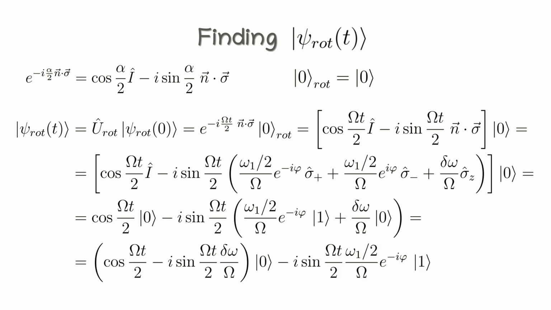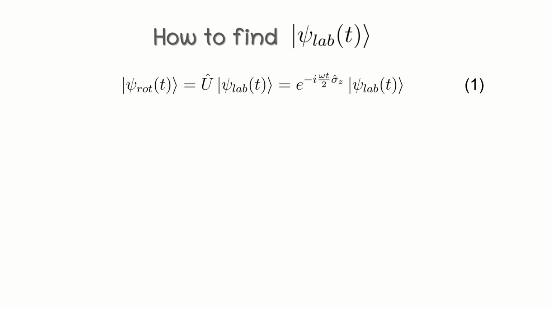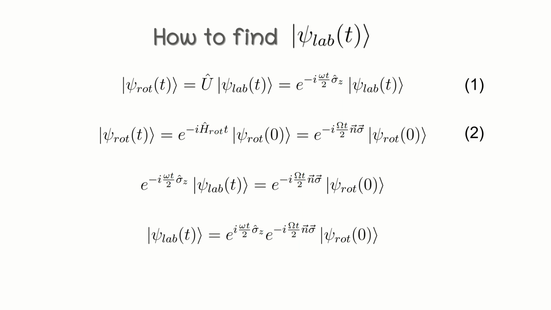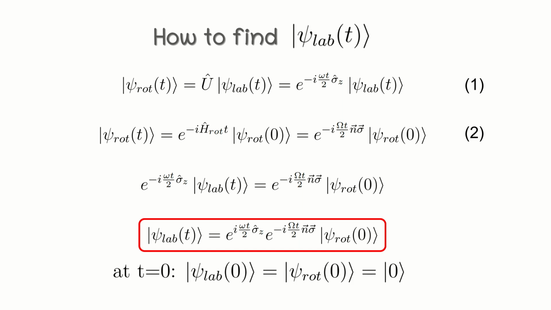And we got it. The expression that describes the state of the system at any moment in time in the rotating frame. By the way, now it's also possible to get an expression for the state vector in the lab frame in a general form. On the one hand, we have an equation to go from the lab frame to the rotating frame. On the other, the equation for the evolution in the rotating frame, which we just used. Combining these two equations, we get an expression for the state of the system in the lab frame.